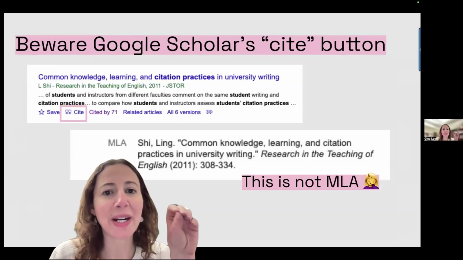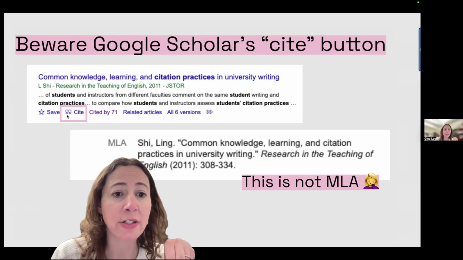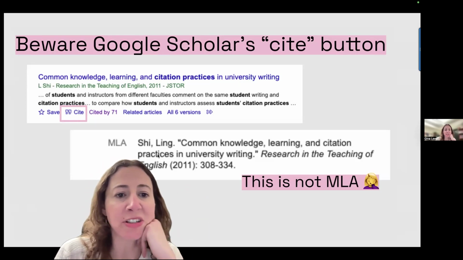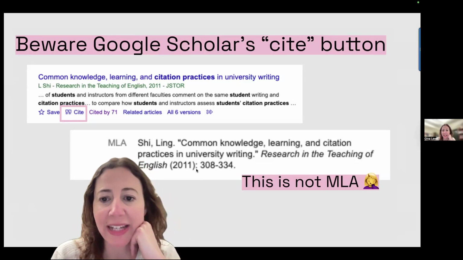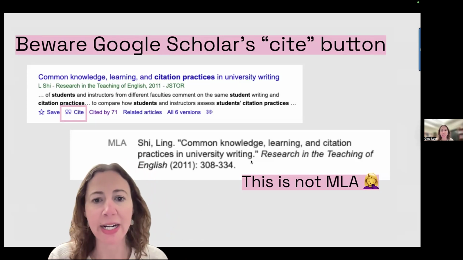I always say beware Google Scholar's cite button. A lot of people like to use Google Scholar to find research, and it's really nice that they have this little handy cite button here. But for some reason, they just never learned how to do MLA. I don't know why there's parentheses and a colon here. That's not MLA style, and it also doesn't tell you what platform it's on or anything like that.